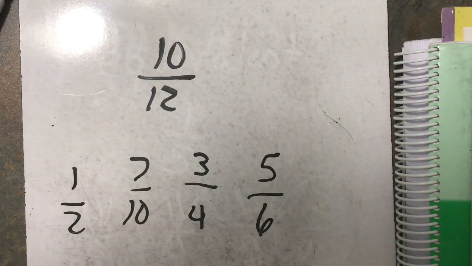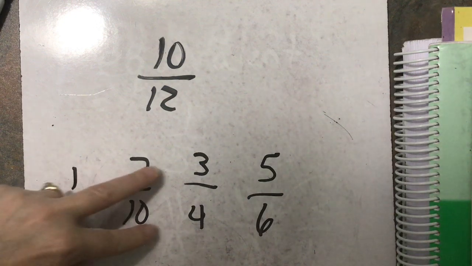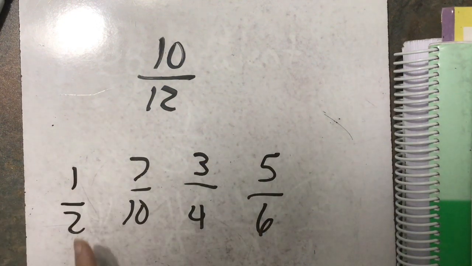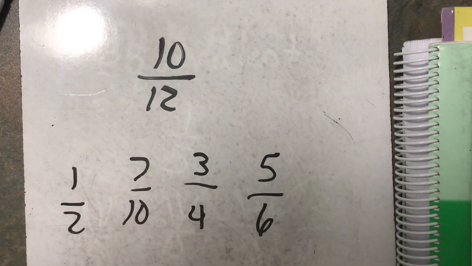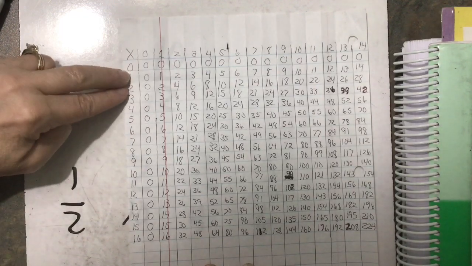But here's a trick. If you're on 1/2 and you can find that 10/12ths is on that row, great. But what if you find one of these others that's on the same row? That means that those are equivalent to each other. So let's go ahead and find one that is equivalent to 10/12ths. So 1/2, we're going to try 1/2.